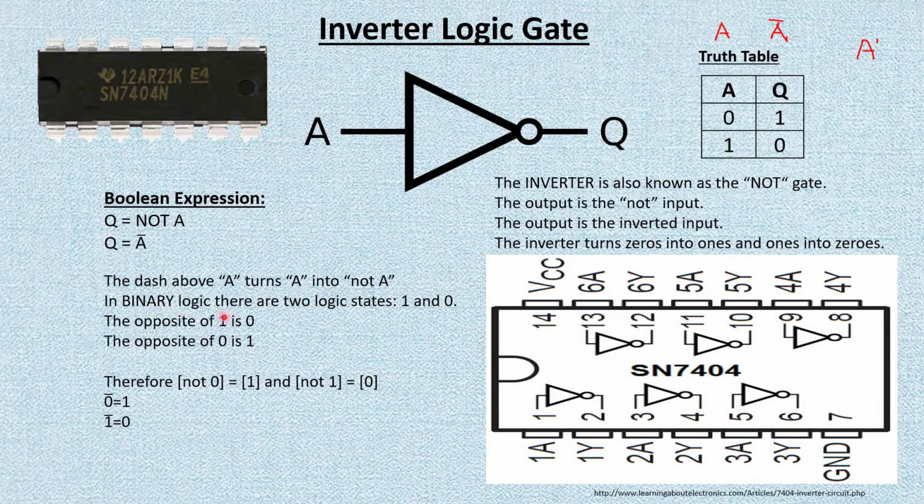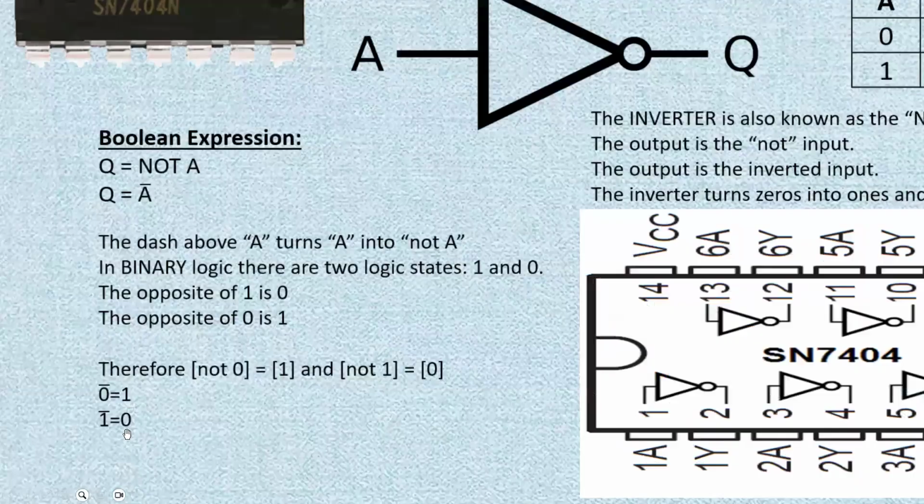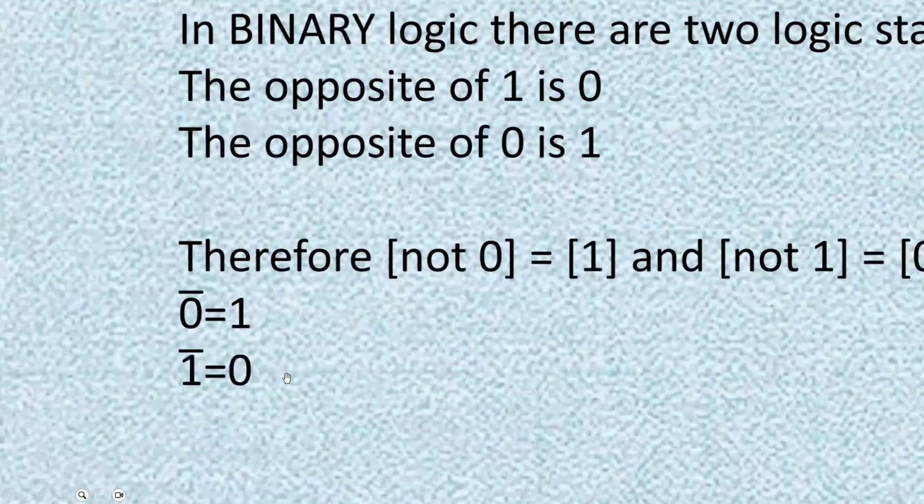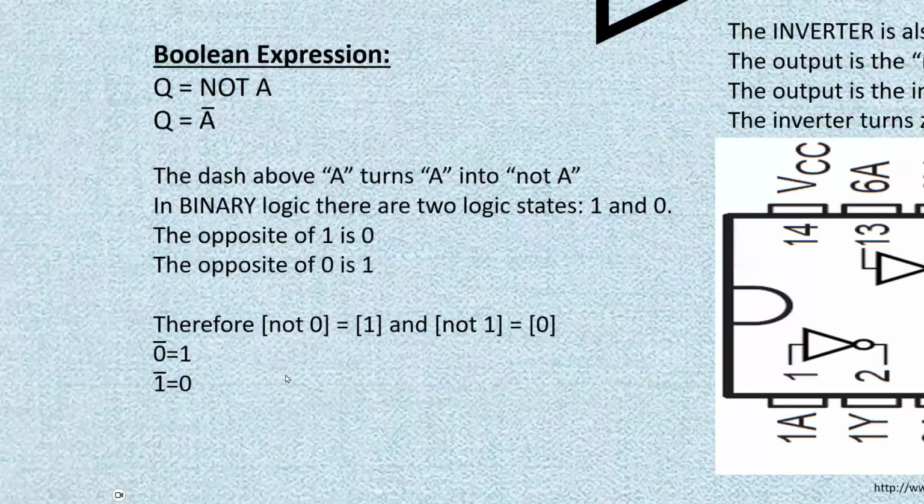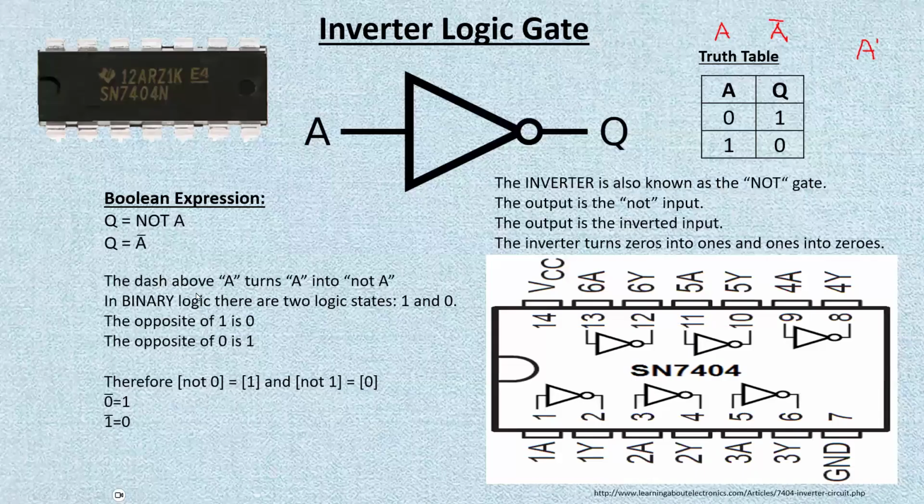In binary logic, there are two logic states. Binary, two logic states, 1 and 0, or should we say 0 and 1. The opposite of 1 is 0, and the opposite of 0 is 1. Therefore, not 0 equals 1, and not 1 equals 0, and here is the expression just like that. So this is something that's called a Boolean algebra, as opposed to the regular algebra.